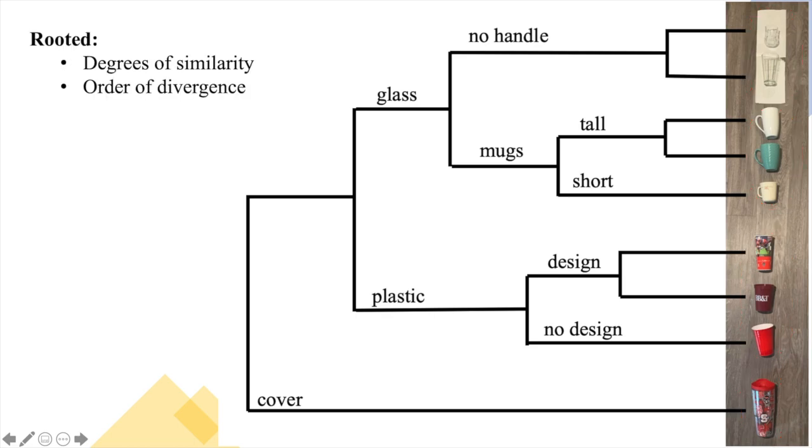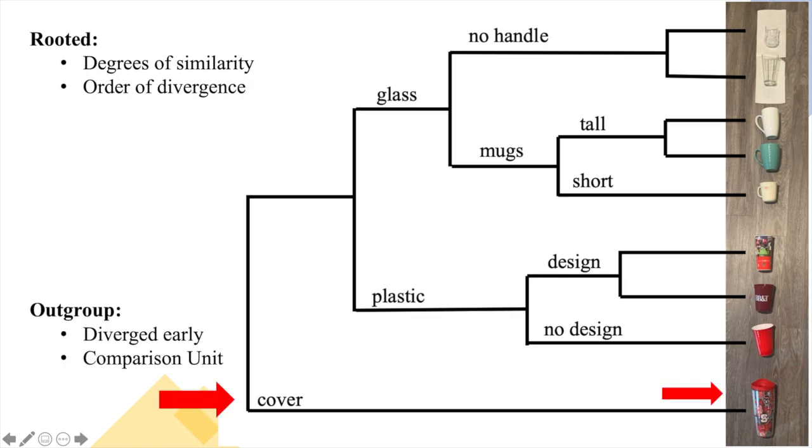This tree is a rooted tree because it describes both degrees of similarity between our OTUs as well as order of divergence. The reason that we know the order of divergence over time is because we have an outgroup here. Our NC State thermos diverged from the rest of our drinking containers early because it evolved to cover, making it an outgroup because it's very different from the rest of our containers. Since we know that this divergence took place first, we can assume that the rest of our OTUs had a common ancestor and can therefore root our tree by using the NC State thermos for comparison.